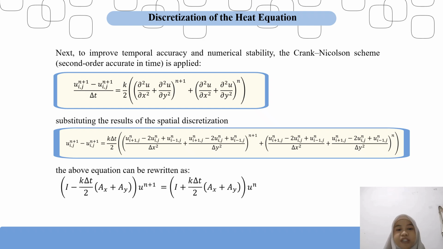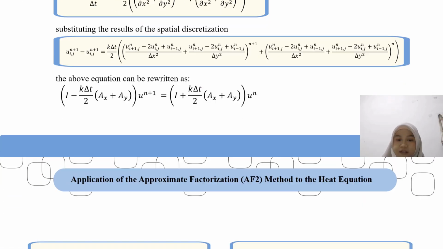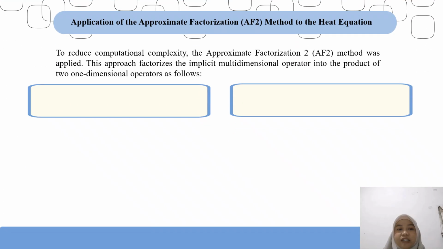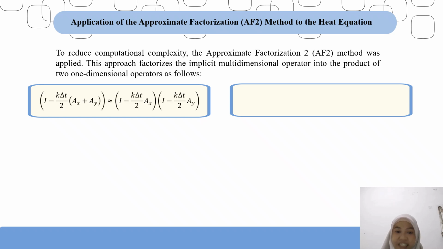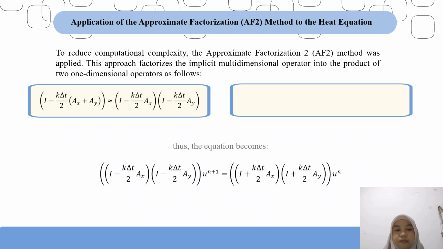So the above equation can be written as follows. To reduce computational complexity, the approximate factorization 2 method was applied. This approach factorizes the implicit multidimensional operator into the product of two one-dimensional operators as shown in the equation below. Thus, the equation becomes the following.